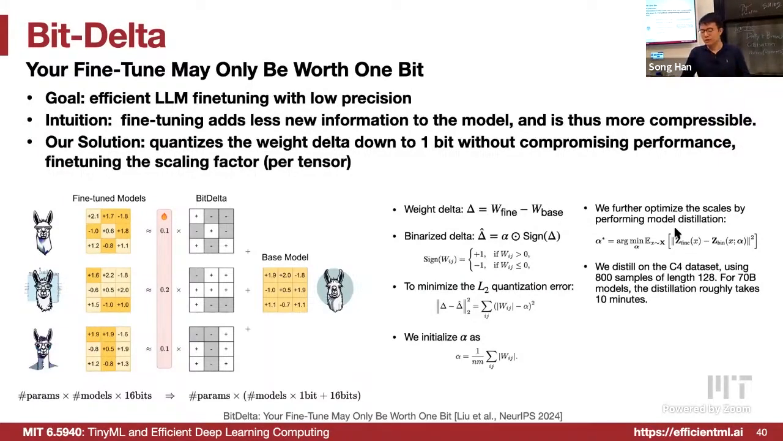Actually, it is pretty efficient. We use only 800 samples of length 128 for a 7 billion parameter model. The distillation only takes 10 minutes.